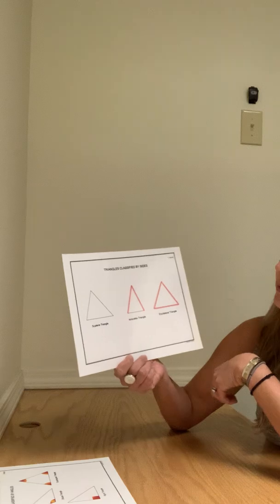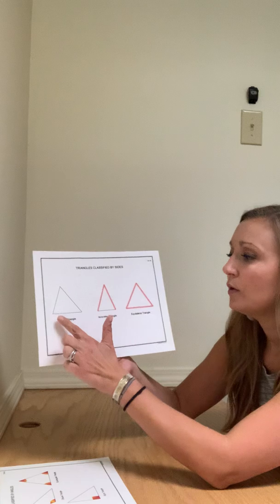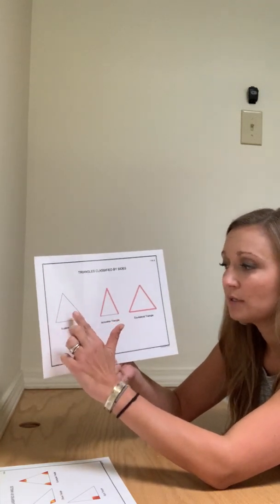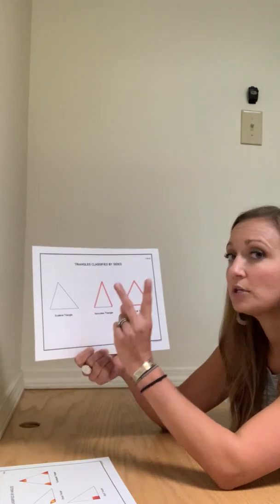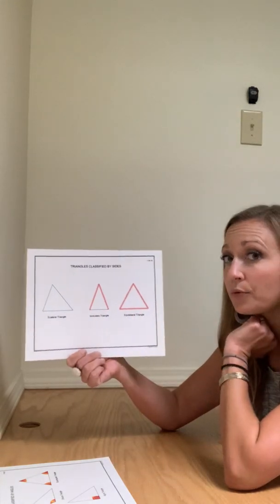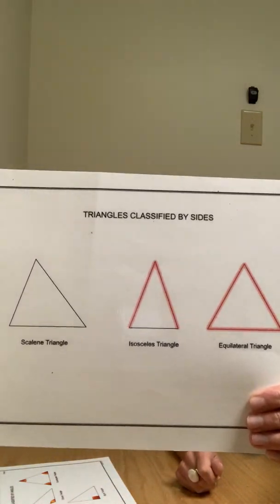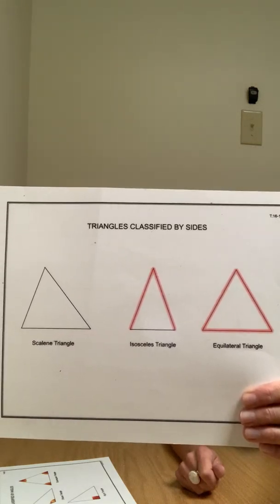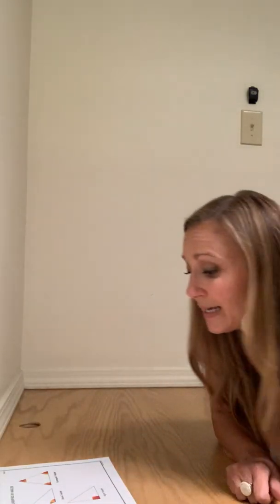So just to do a quick review, we have 3 different classifications that we can do for this. We have a scalene triangle that has 0 or no sides that are the same. An isosceles triangle has 2 sides that are the same, and an equilateral triangle has 3. So we're going to need to know this information, and then we're going to learn one new part to it. So, triangles classified by sides.